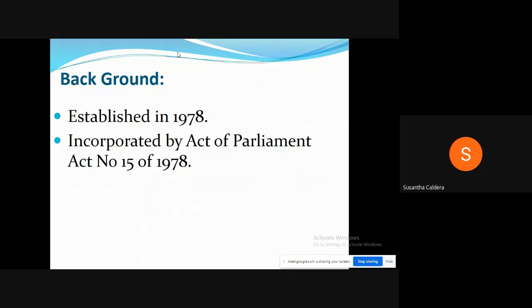1977 signifies a big change in the Sri Lankan economy. What is that? The open economy. That was the introduction of the open economy. With the introduction of the open economy, a lot of other important institutions were introduced. One is SLECIC.